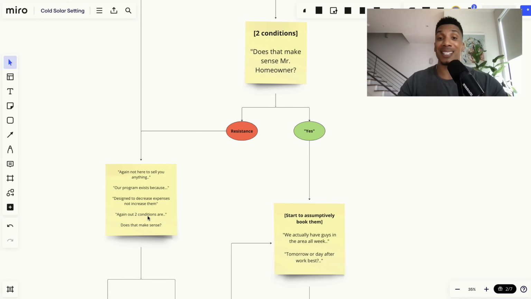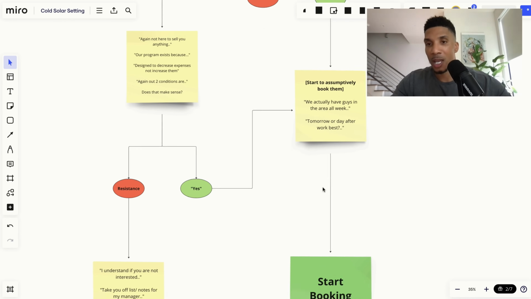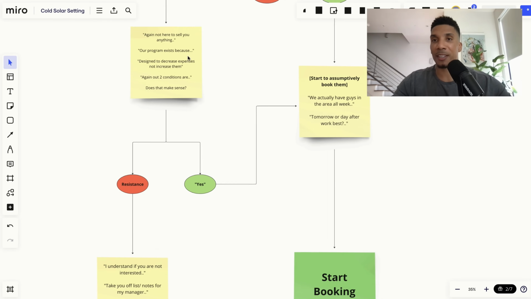And then the second that he says yes, we're going to go back up here and redirect them to the assumptive booking part of the script right here. We'll go, perfect, I'm glad. You know what? Again, it doesn't make sense for everyone, but if it does make sense for you guys, there's no upfront cost to get a report from us or to have a consultation. And then again, if it does make sense after the consultation, you also will never pay any upfront fees. But you know what, Mr. Homeowner? I've actually got guys in your area all week. If we were able to drop off that report, would tomorrow or the day after be best for you? So cool. So again, we get that yes out of the rejection response.